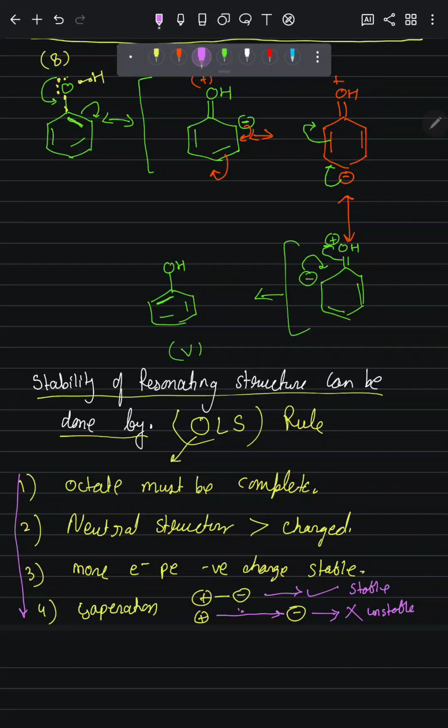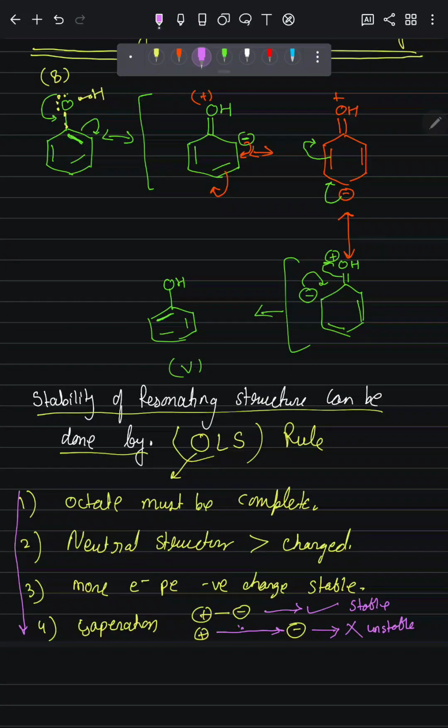We cannot skip the sequence. First we need to check whether all these structures have the octet complete. Everyone has the octet complete, as we can count just like that. And oxygen with positive charge, and 1, 2 bonds from here, 1 2 3 4 5 6 and 7 8, a lone pair is also present. So this has an octet complete structure.